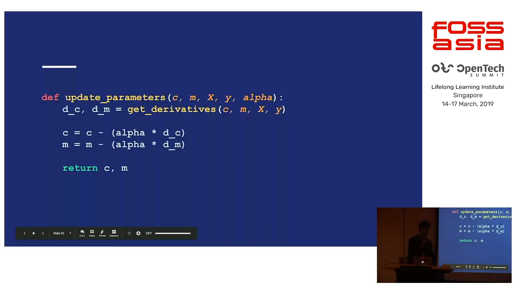And if we were to convert this again into simple Python, we'd get the derivatives using that function we wrote earlier, getDerivatives, where we get the values of dc and dm. We update the next round of values with the current values subtracted. We subtract the change from the current values, and we return the better, optimized values of c and m.